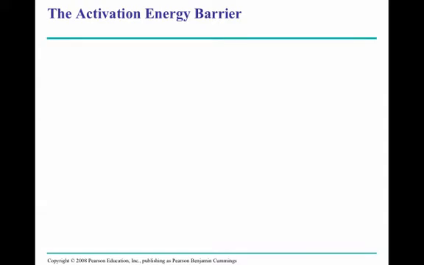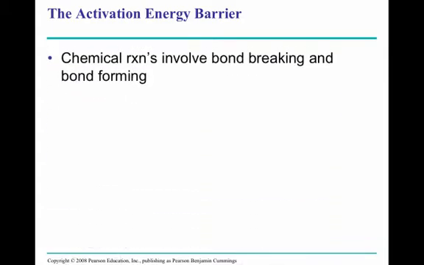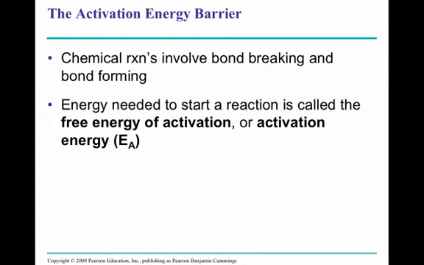So we know that there is always an energy requirement. We know that there are exergonic reactions which release energy, and there are endergonic reactions that require energy. But every reaction, whether it's overall exergonic or overall endergonic, requires a certain type of energy to get started, and that energy is what we call activation energy, or the free energy of activation. So whether we are bond breaking or bond forming, whether we're releasing or gaining energy, all reactions require a bit of a push to get started. We symbolize that with E sub A.